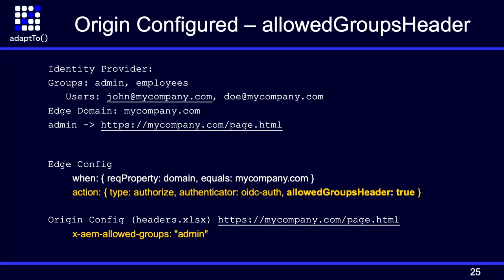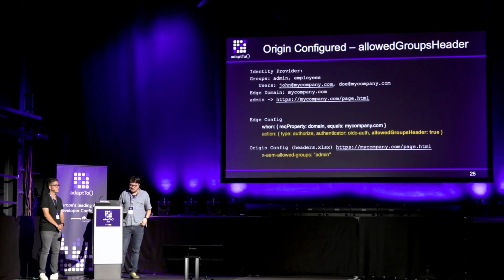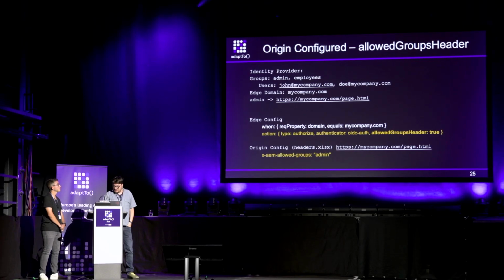You have the headers spreadsheet where you can say that for page HTML, for example, you can put this header to be outputted. So this makes the shift from a configuration at the edge for the permissions towards a configuration at the origin.